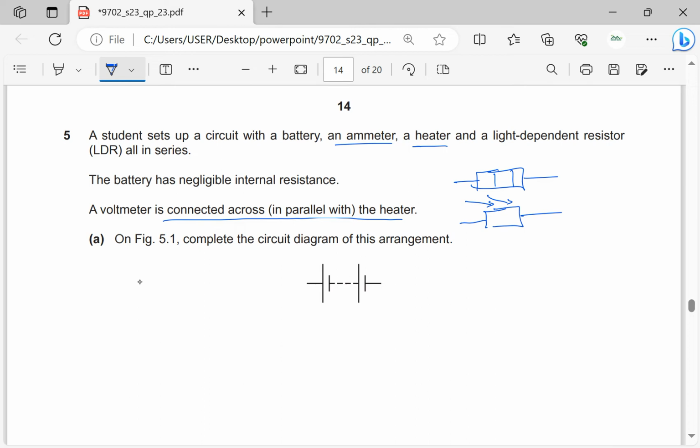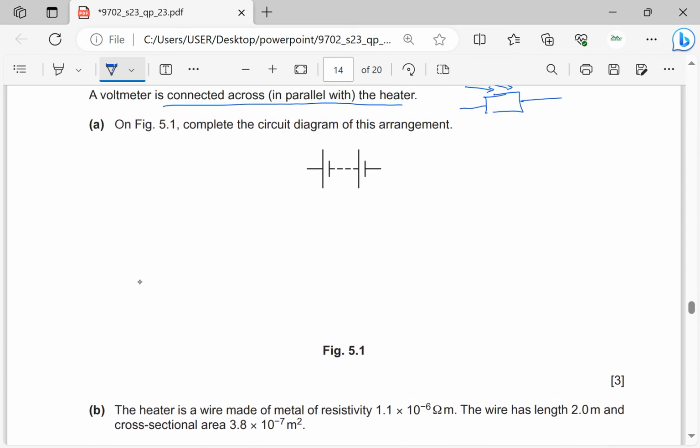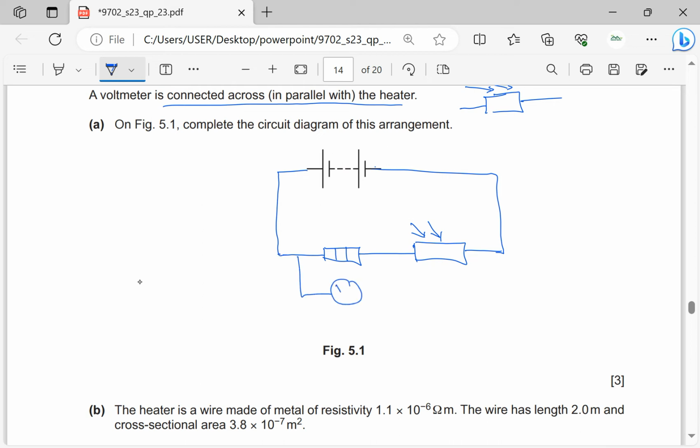So we shall just draw a heater in series with a fixed resistor, with the LDR. So this is the heater, and this is going to be the LDR. There is no other component here. There is no switch, so I'll just join this to this. Then the voltmeter is connected across the heater, so I'll put the voltmeter here.